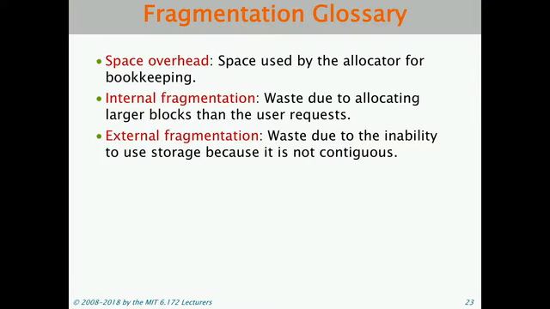Then there's external fragmentation, which is the waste due to the inability to use storage because it's not contiguous. For example, if I allocated a whole bunch of 1-byte things consecutively in memory, then I freed every other byte, and now I want to allocate a 2-byte thing, I don't actually have contiguous memory to satisfy that request, because all of my free bytes are in 1-byte chunks and they're not next to each other. So this is one example of how external fragmentation can happen after you allocate stuff and free stuff.